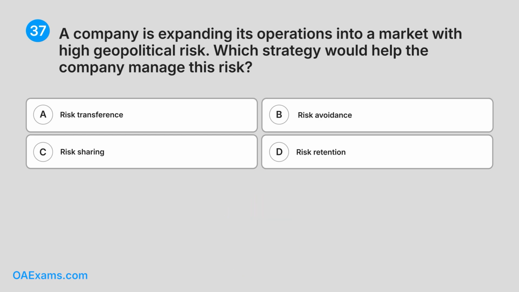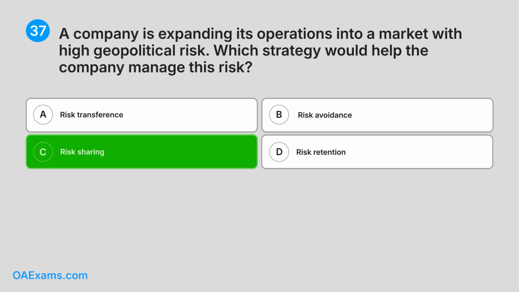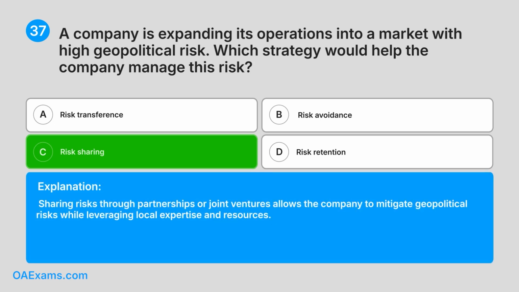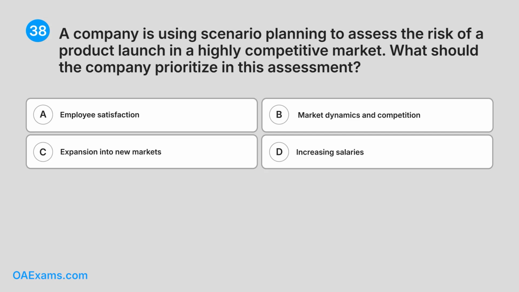Correct answer. C. Risk sharing. Explanation. Sharing risks through partnerships or joint ventures allows the company to mitigate geopolitical risks while leveraging local expertise and resources.